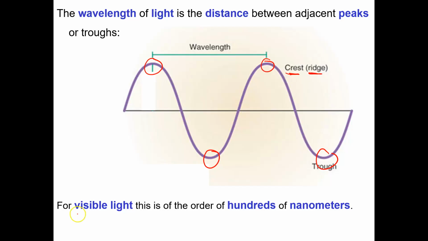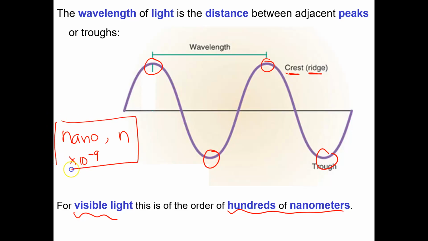Now, the kind of light that our eyes can detect typically has a wavelength of hundreds of nanometers, and the Greek prefix nano has the abbreviation lowercase n and means times 10 to the minus 9. And that information is well worth memorizing.